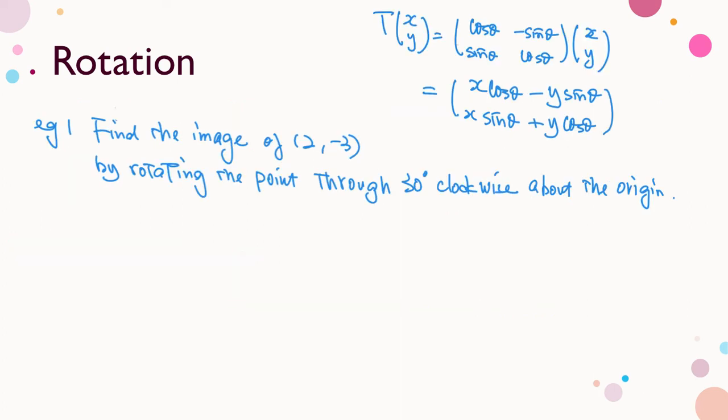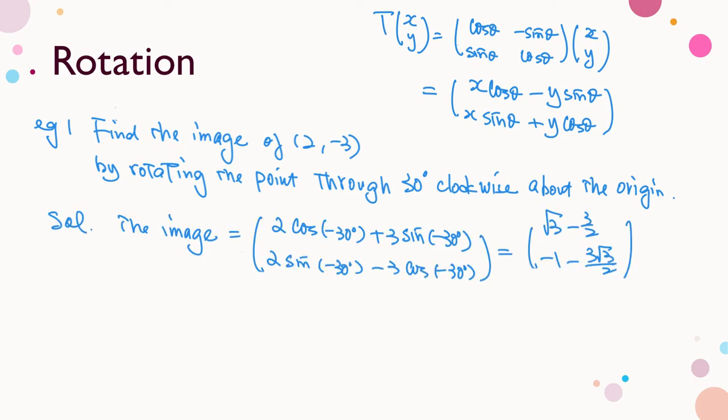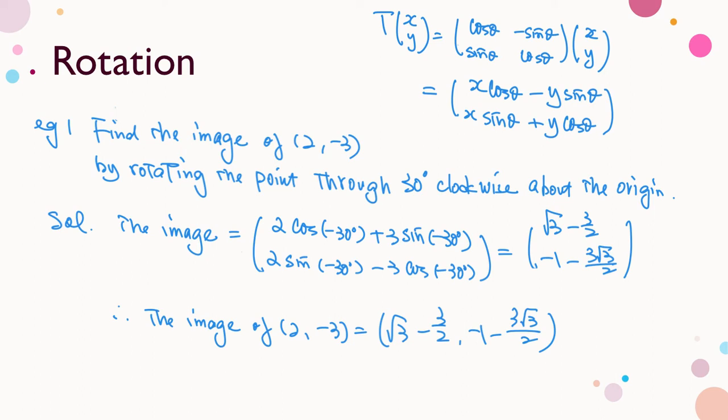The first example is to find the image of a point under rotation. It is easy, just apply the above result directly. That is, the image of (2, negative 3) is computed by the matrix.